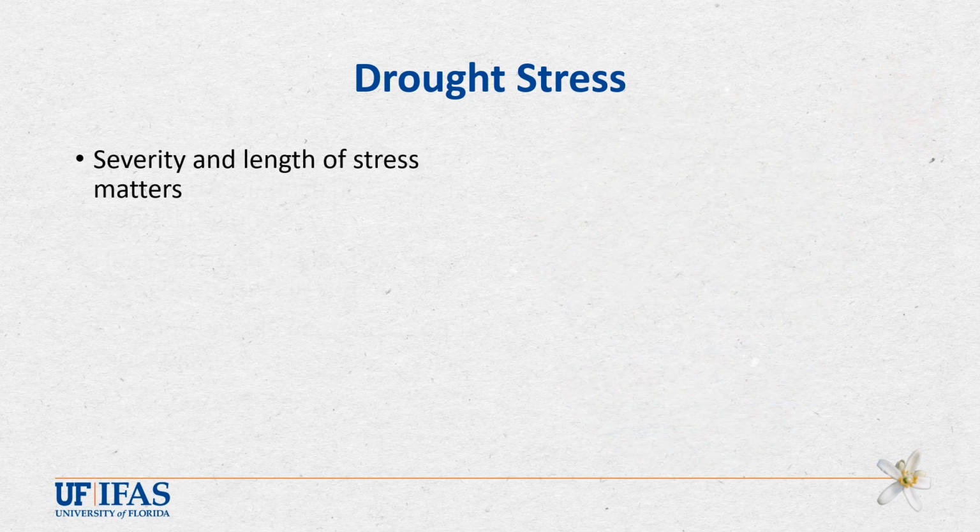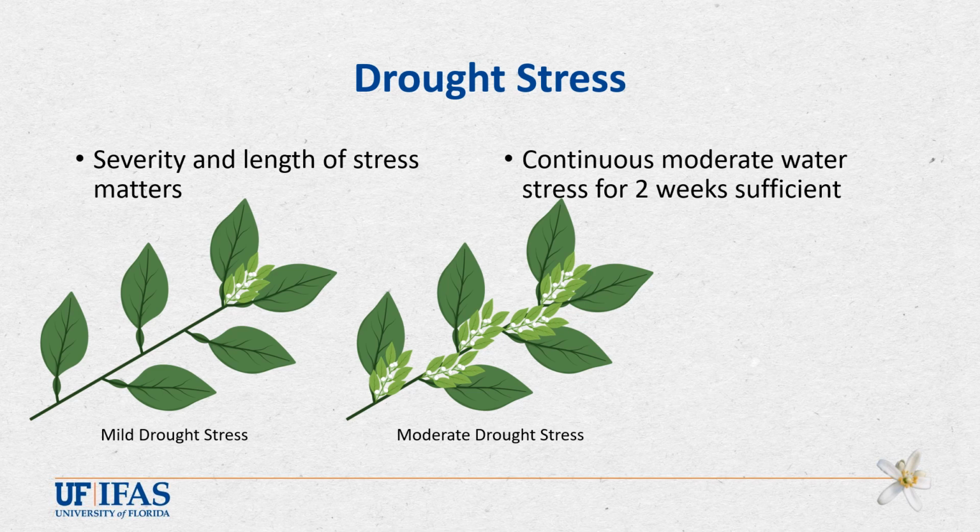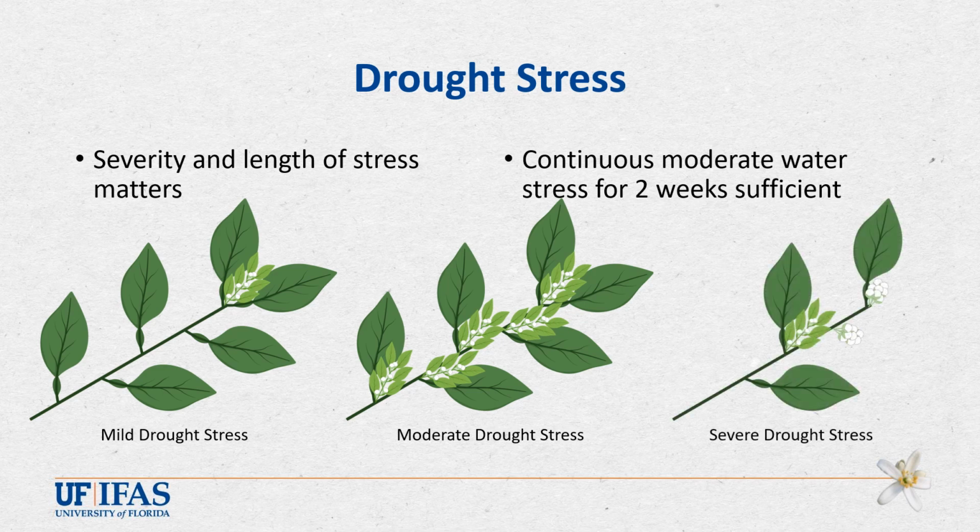Not to mention, the severity and length of stress matters. A continuous moderate water stress for as little as 2 weeks can be sufficient to induce flowering, but the effect is much stronger if prolonged to 5 weeks. However, perfecting the level of water stress can be a very dangerous game to play. Too mild of a drought stress will result in a very weak flowering response. Too severe of a drought stress will result in a largely leafless flower production, but will also lead to significant leaf drop.